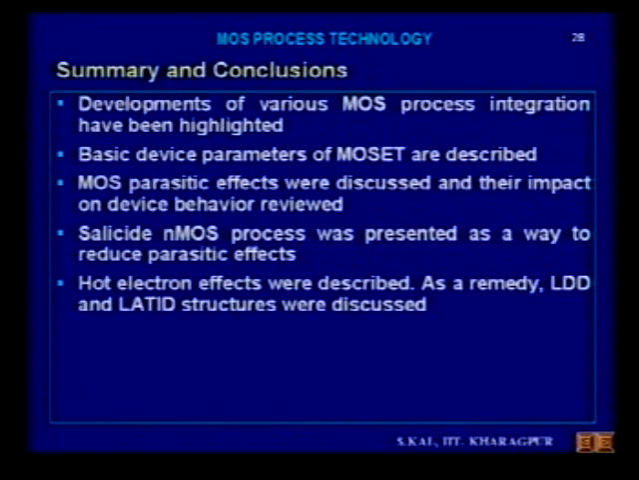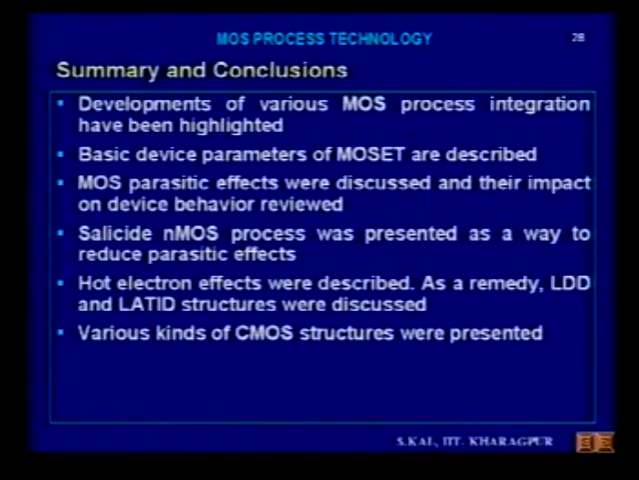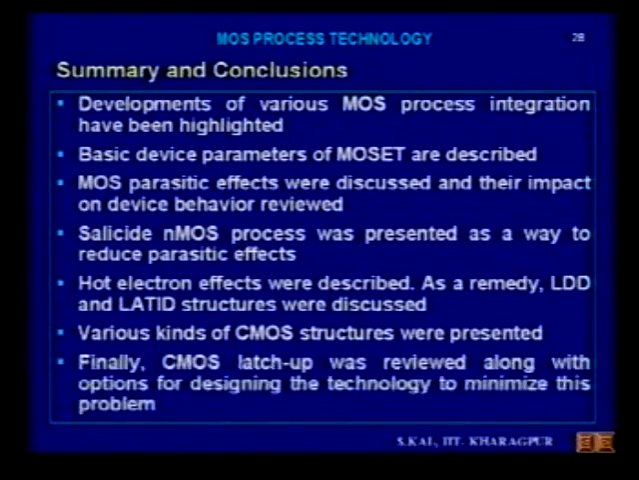Hot electron effects were described, with remedies. LDD and lattice structures were also discussed. Various kinds of CMOS structures were presented, namely P-well CMOS process, N-well CMOS process, twin tub CMOS process, etc. Finally, we discussed CMOS latch up along with options for designing the technology to minimize this problem. With this background, we will switch over to a new topic, and that topic is known as BiCMOS process technology.